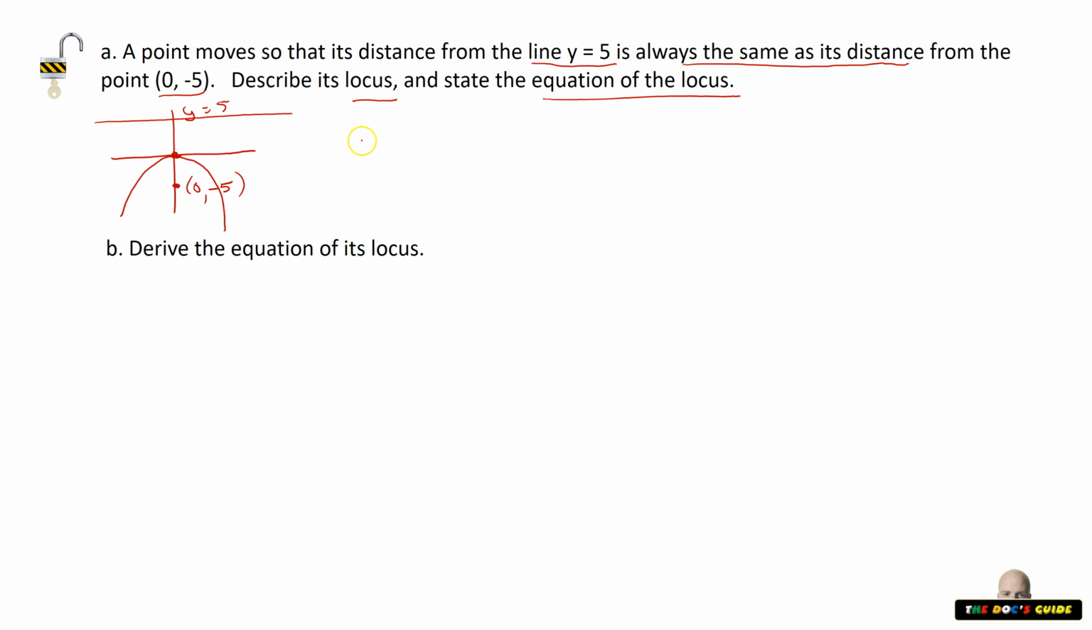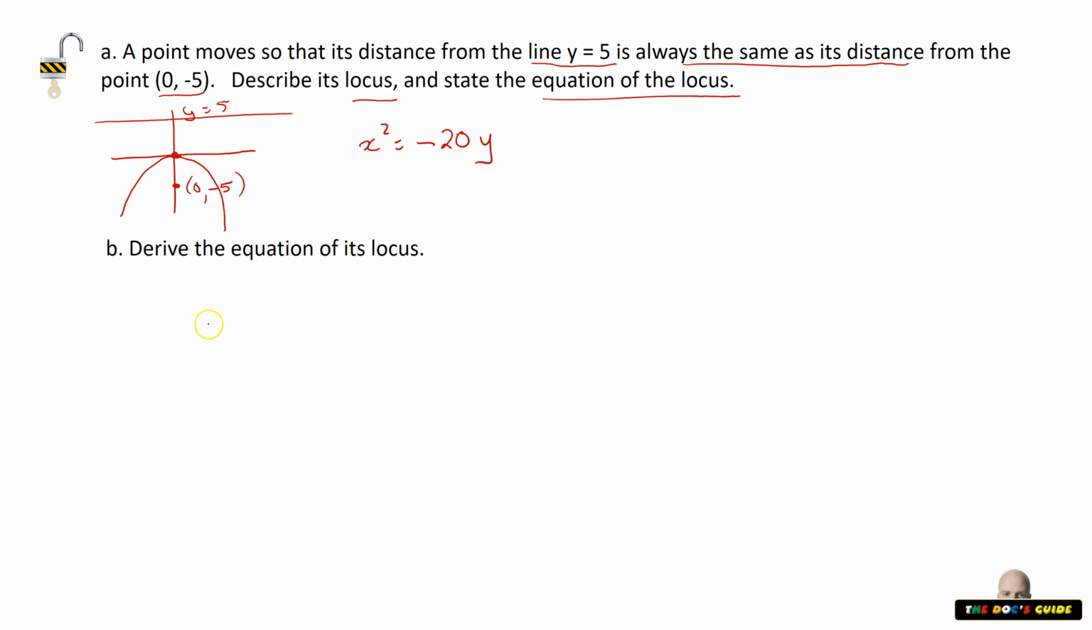And this parabola is going to be x squared equals, and it's concave down, so it's negative. The focal length is from the vertex to the focus, or from the vertex to the directrix, so it's 5 units. And we know that in general the parabola is x squared equals 4a times y, so it's 4 times 5, 20 times y. So x squared equals minus 20y is the equation of the locus.